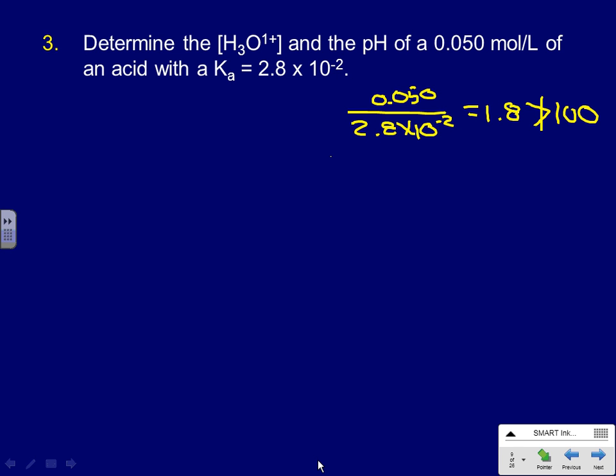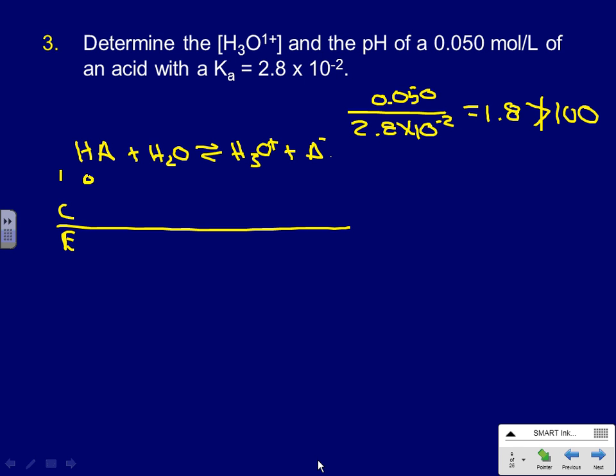What do we need to do? We need the full ICE table. We need to get that equation that was there before we canceled the X. Again, notice it just says an acid. That doesn't matter. HA, H2O, H3O plus, A minus. We actually could put numbers in this. We really don't need to carry around that HA when we do this. We could say 0.050, that's liquid, 0.